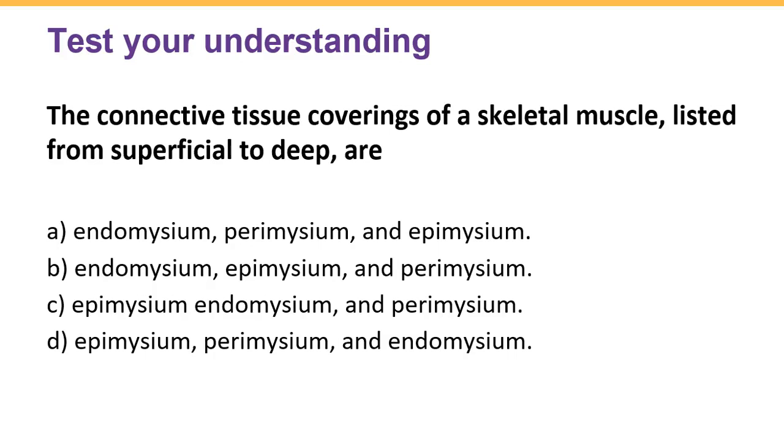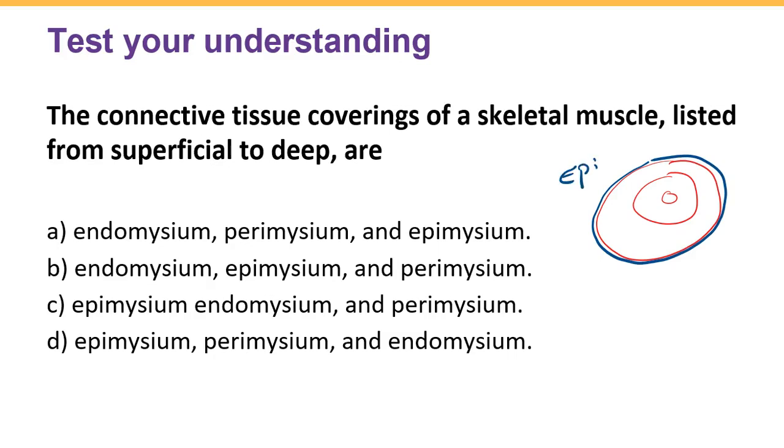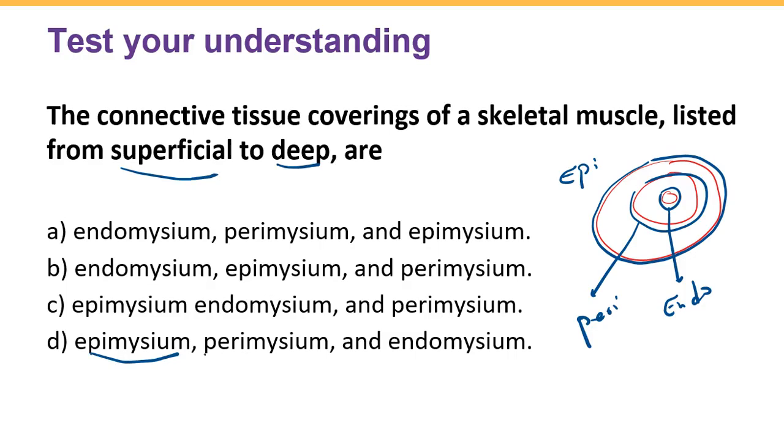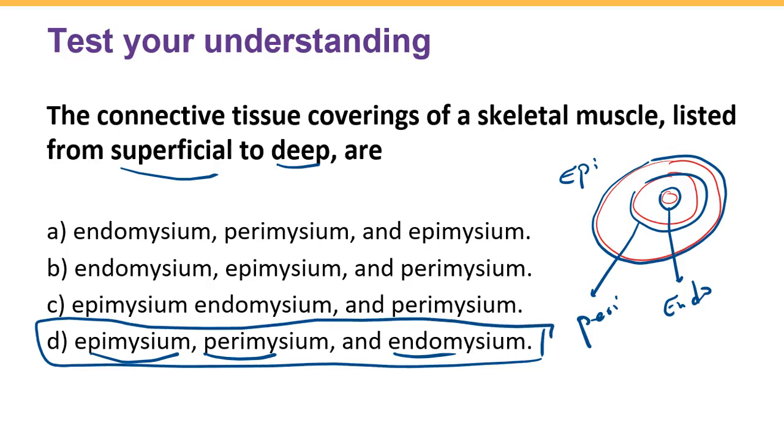So if you remember, we mentioned the connective tissue covers skeletal muscle. Then we have the whole skeletal muscle, the muscle fascicle, and muscle fiber. The connective tissue covering the whole muscle starts with epi. The connective tissue covering each muscle fascicle starts with peri, means around, and the connective tissue covering each muscle fiber starts with endo. Mysium means muscle. So from superficial to deep, we should have epimysium, perimysium, and endomysium. If you choose this answer, you are absolutely correct.